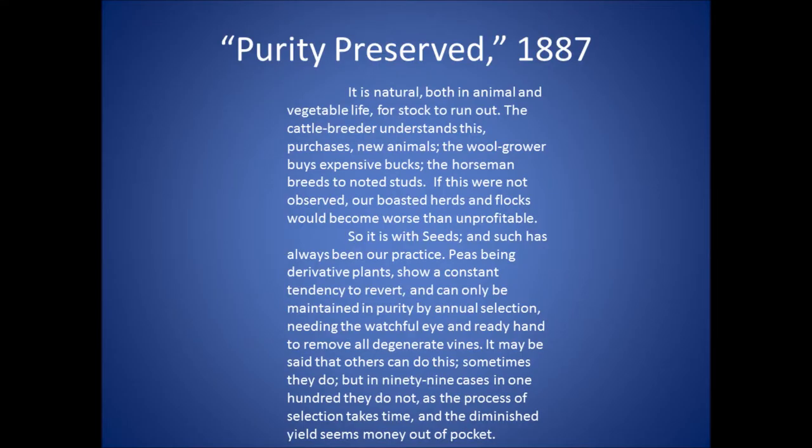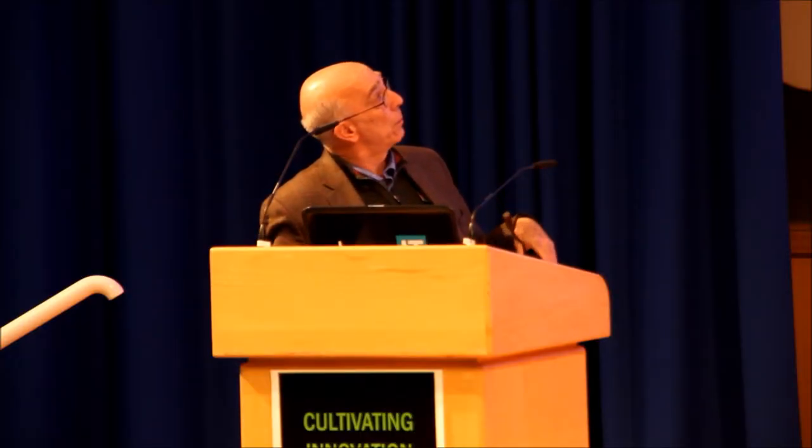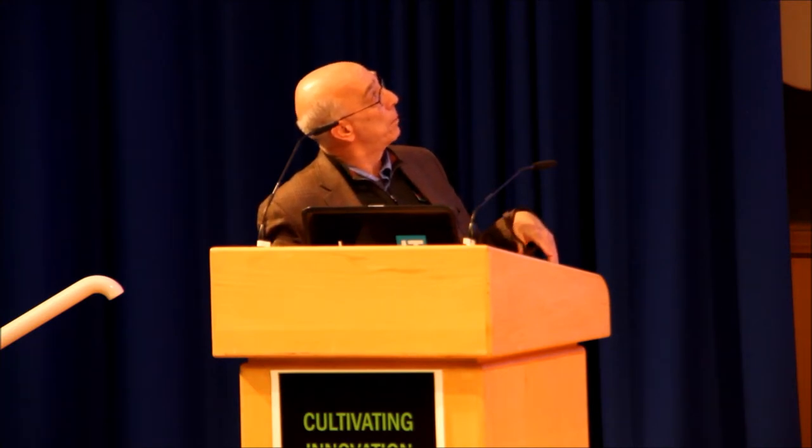So here is an ad in the 1887 catalog of Landreth, Purity Preserved. So the idea is the purchaser wants seeds that are reliable and going to produce well. "So it is natural, both in animals and vegetable life, for stock to run out, meaning to degenerate. The cattle breeder understands this, purchases new animals. The wool grower buys expensive bucks. The horseman breeds to noted studs. If this were not observed, our boasted herds and flocks would become worse than unprofitable. So it is with seeds." And by the way, that first paragraph is a kind of succinct overview of practices in 19th century American agriculture.